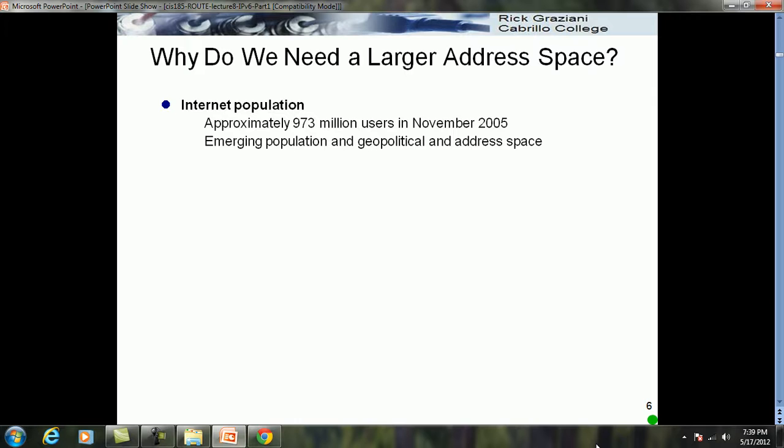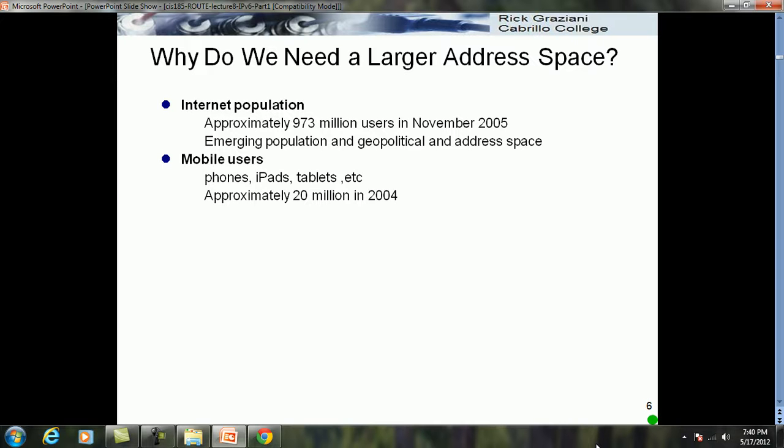Now, why do we need a larger address space? So, the internet population is growing. In 2005, it was approximately 973 million users. And today is 2012. So, you can assume it was double, correct? I would say it was twice that also. So, emerging population and geopolitical address space.